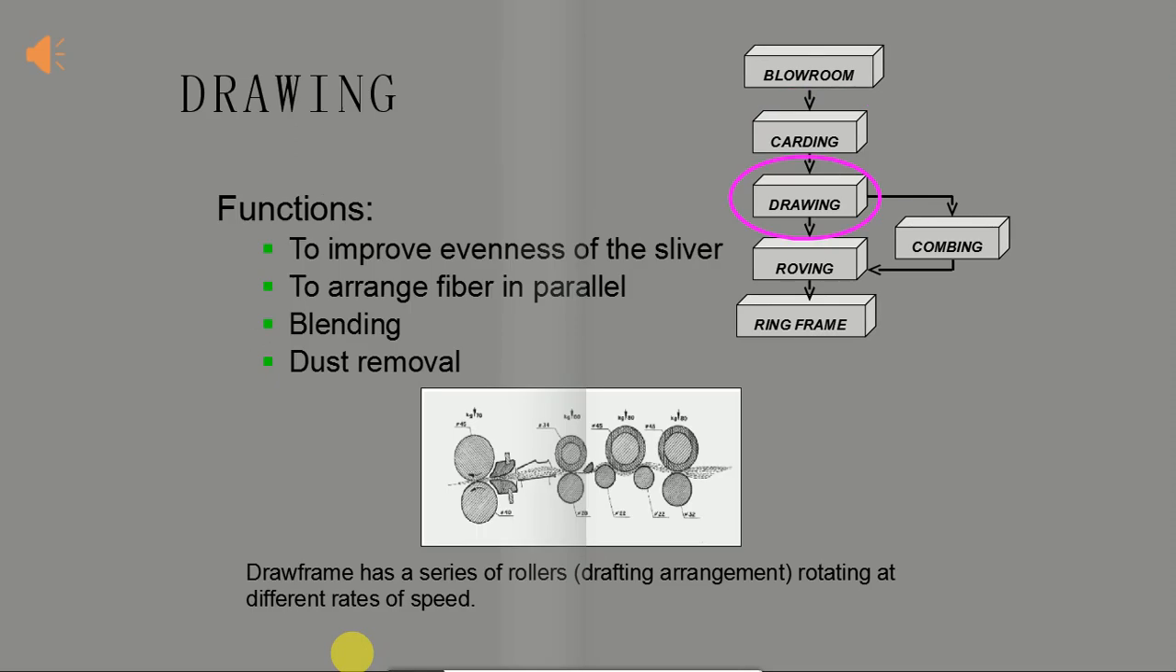Drawing. Functions: to improve evenness of the sliver, to arrange fiber in parallel, blending, dust removal.